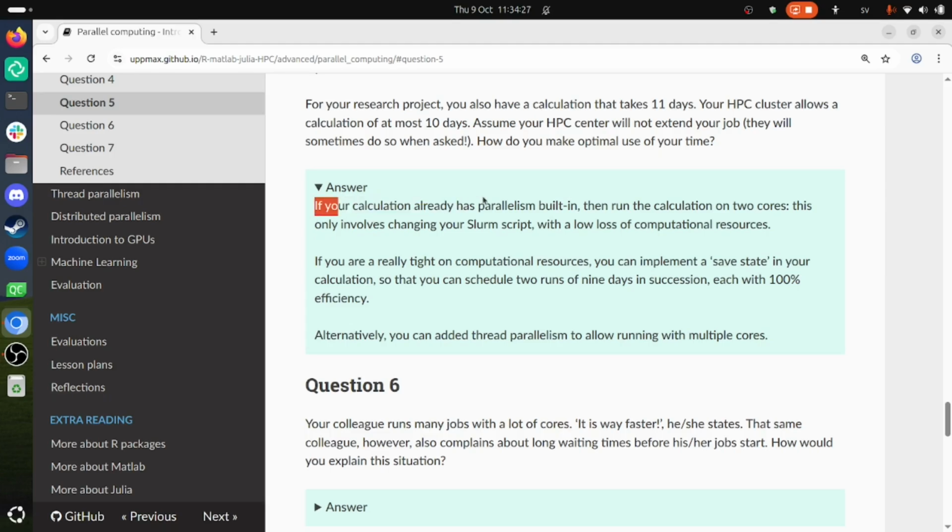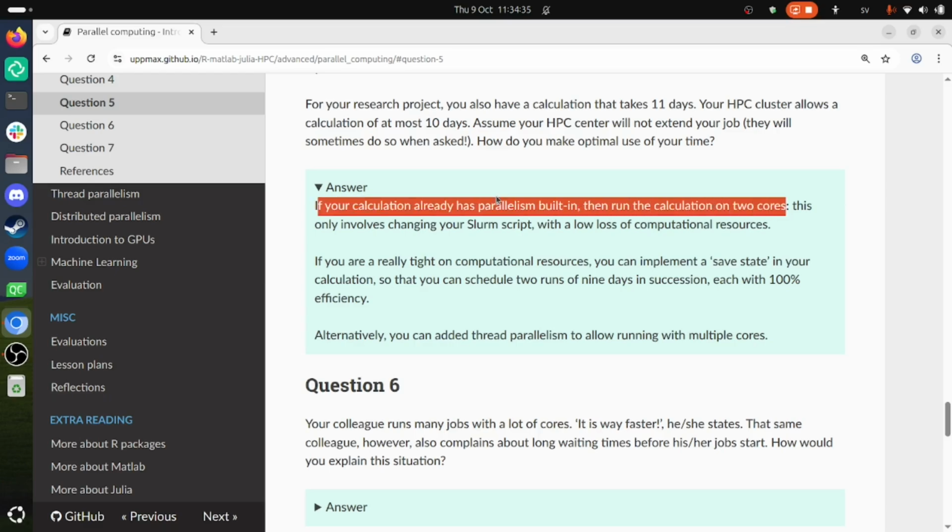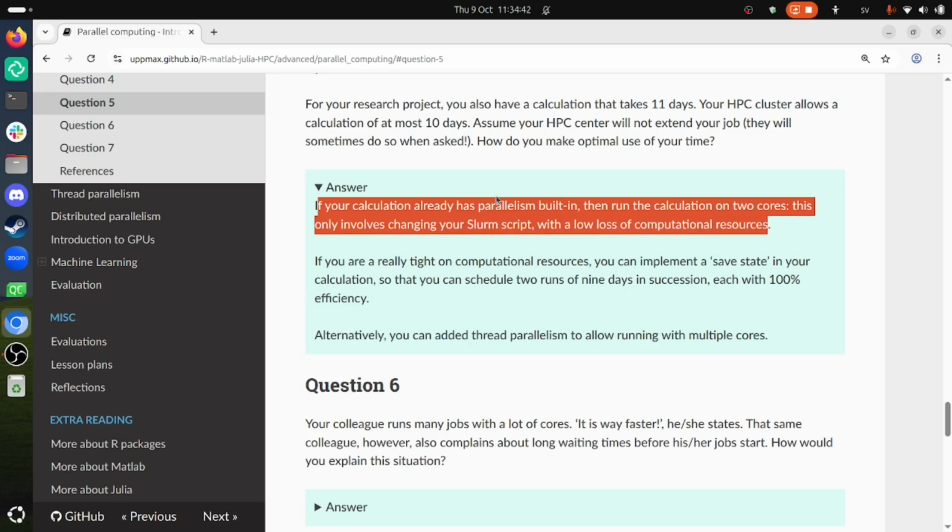Well, this is a bit dependent. If your calculation already has it built in, then run it on 2 cores. You only need to change your Slurm script, your job scheduling script, and you will use more of your computational resources, but it's just adding a couple of characters, literally a couple of characters, to get this running. So that uses your time well.